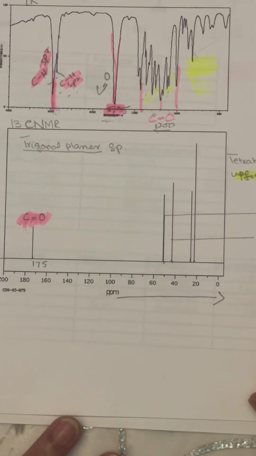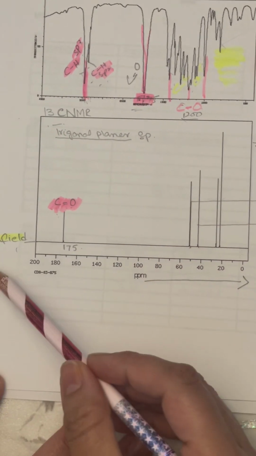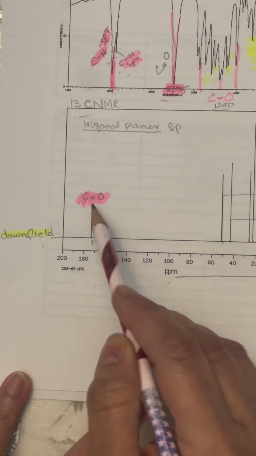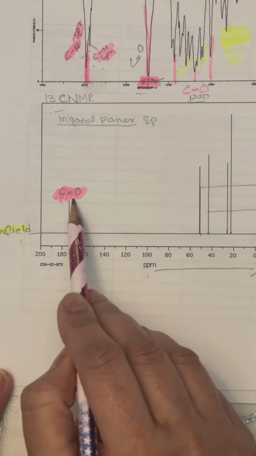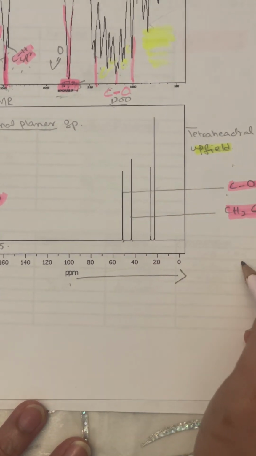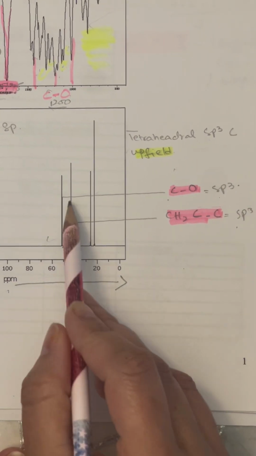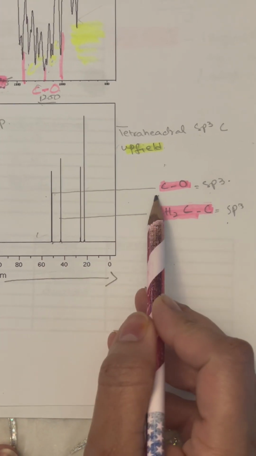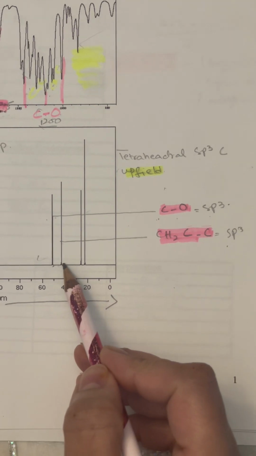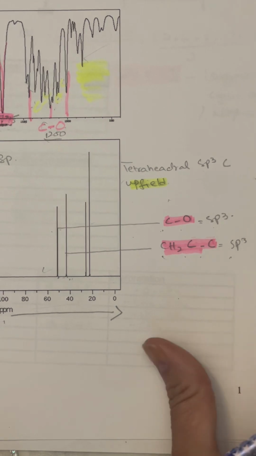The other spectrum is a 13C NMR. We saw this one downfield peak around 175 ppm. It represents the carbon-oxygen double bond. The other peaks are upfield, representing the tetrahedral sp3 carbons. The peak at around 50 ppm is the carbon-oxygen sp3, and at 40 and 41 it's the carbon-carbon sp3.